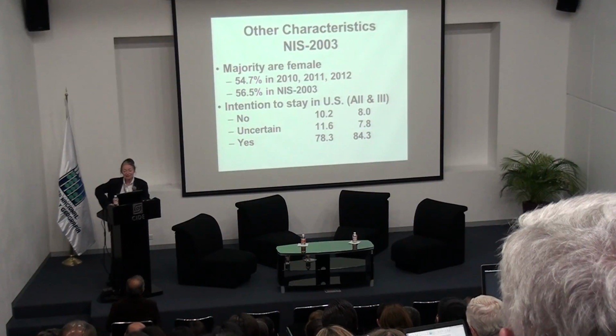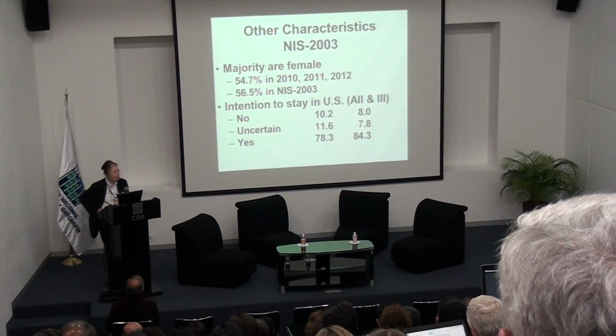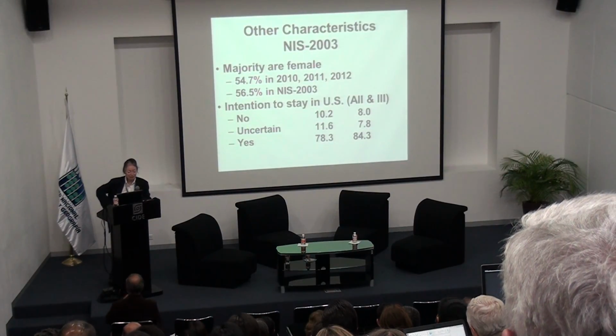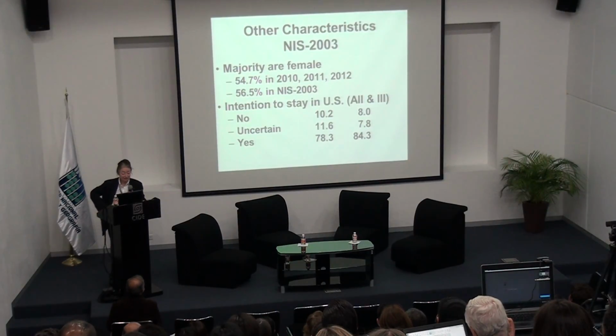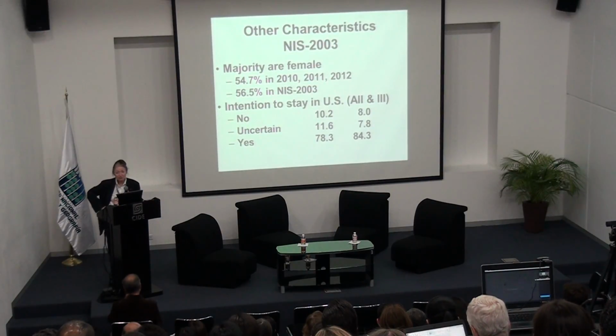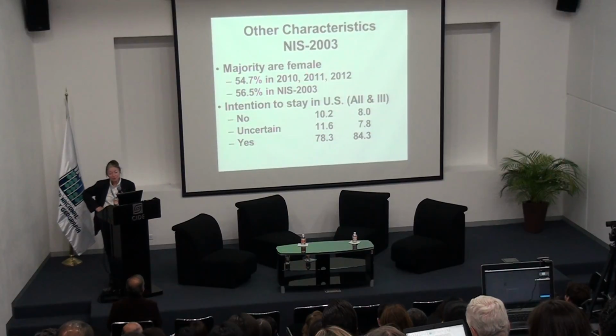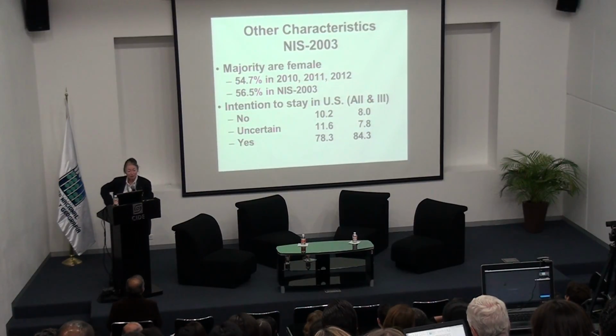One of the questions at the baseline round was about intention to stay in the United States. And there were three response categories that you can see: uncertain, no, yes. And then you see the proportions for the total and for those with previous illegal experience.